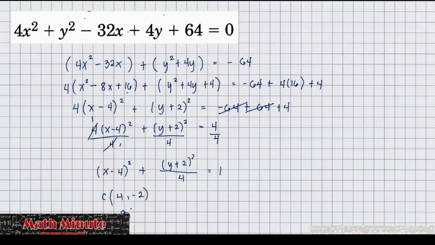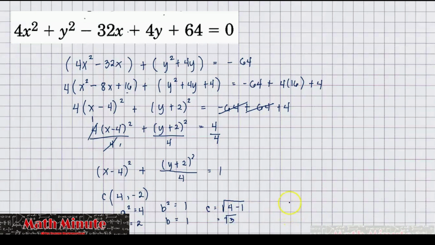The value of your a squared here will be 4. That's the highest denominator. So a is equal to 2. Your b squared here, even though you don't see the denominator, would be 1. So b is equal to 1. And for the value of c, that will be the square root of 4 minus 1, which is equal to the square root of 3.